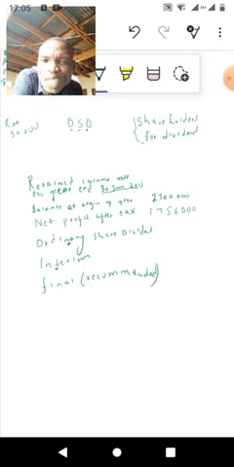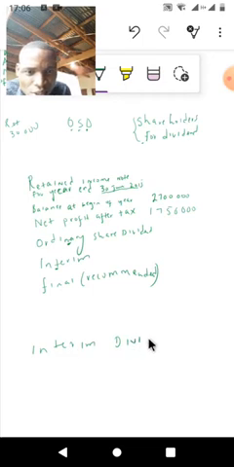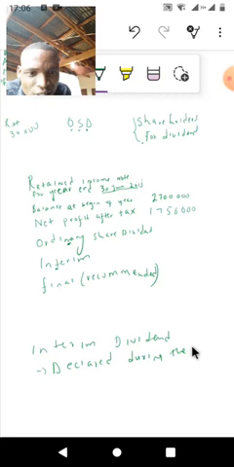The interim dividend is the dividend which is declared during the year and is already paid. Let me just say interim dividend. This one is declared during the year. Declared during the year. And it's already paid in our financial year.